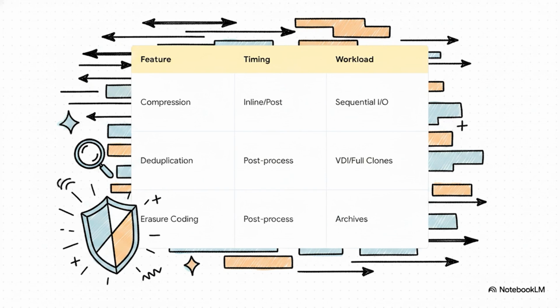Think of compression as your everyday hero, your broad default. It acts inline or post-process and is fantastic for sequential I/O. Then you have capacity deduplication. This is your highly repetitive data specialist, doing heavy post-process work for things like persistent VDI and full clones. Finally, there's erasure coding. This is the heavy lifter for write-cold data. Think long-term archives, where it computes parity to save massive amounts of space.